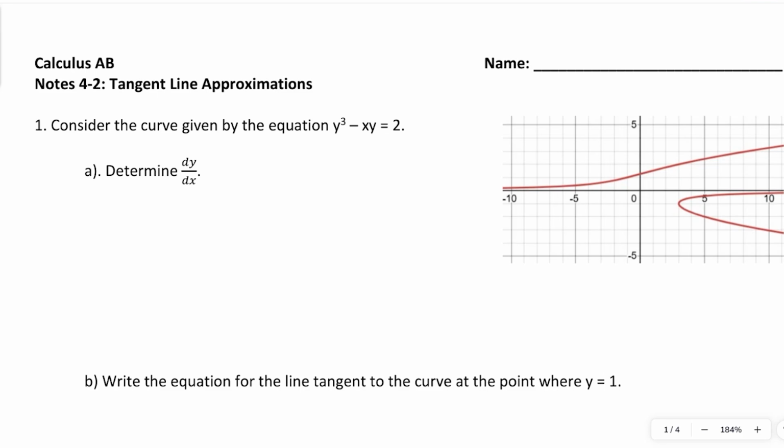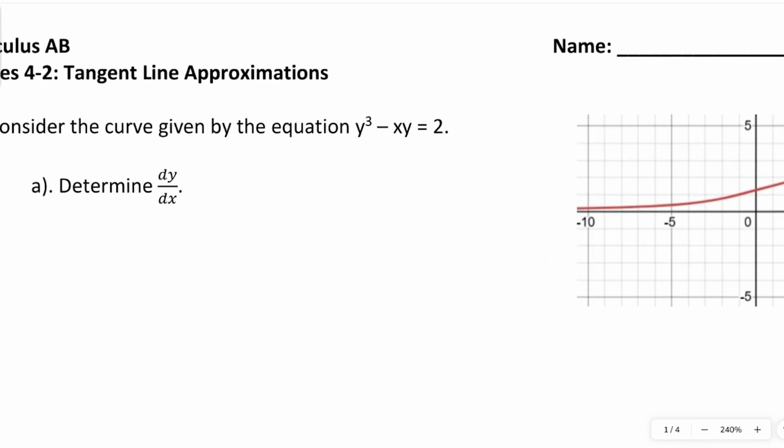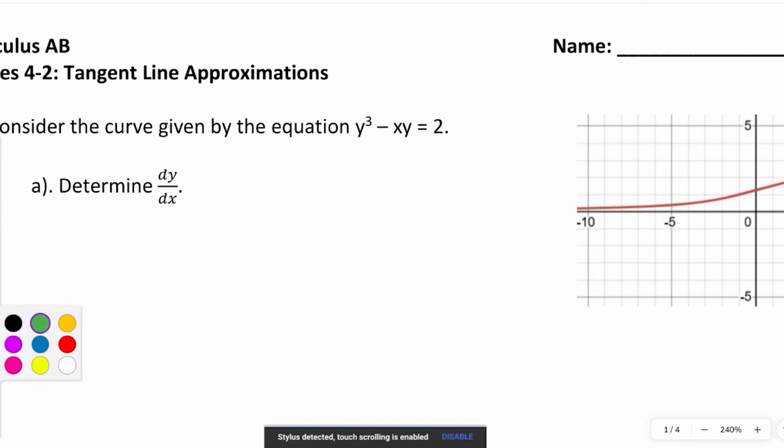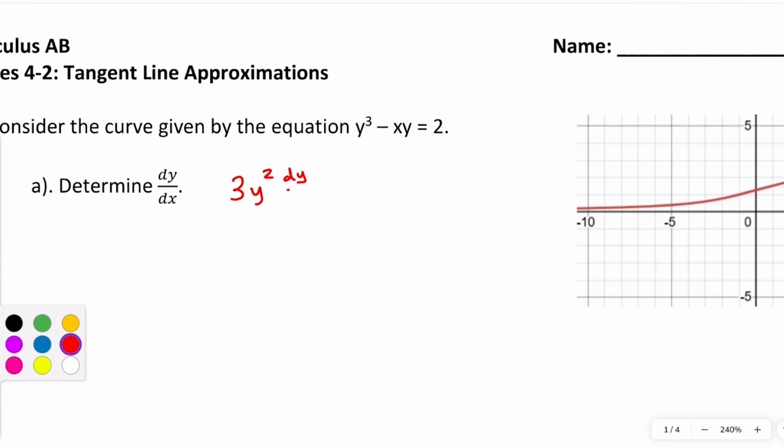So this first problem is just a review of what we did last time, so we'll run through this pretty quickly. We're trying to determine dy dx of this equation up here. The first step is to differentiate both sides. So we'll differentiate the left-hand side. The derivative of y cubed in terms of x is going to be 3y squared dy dx.